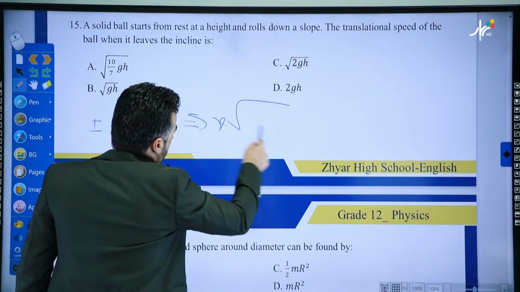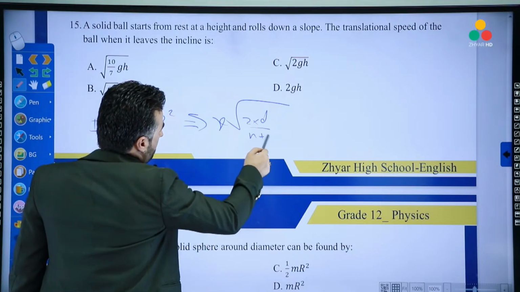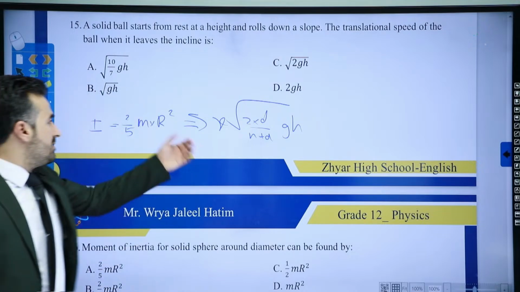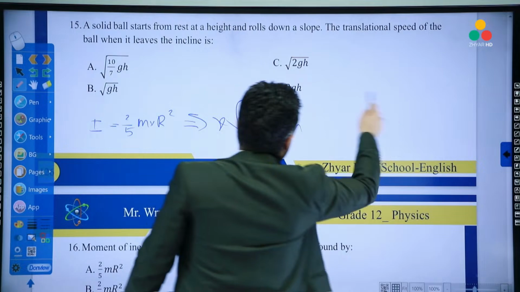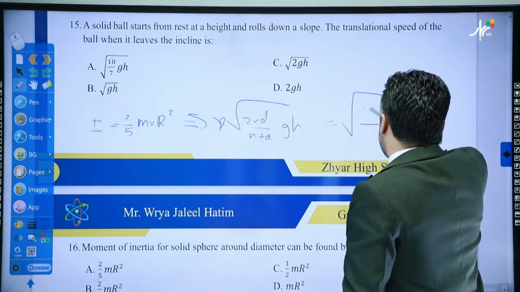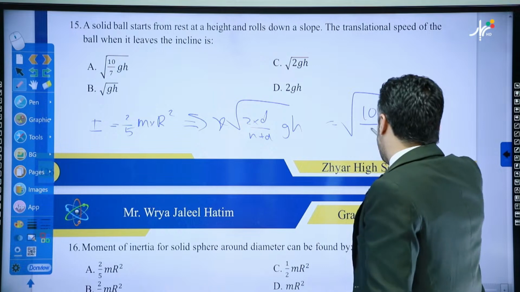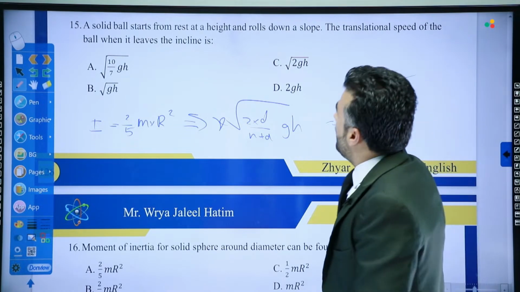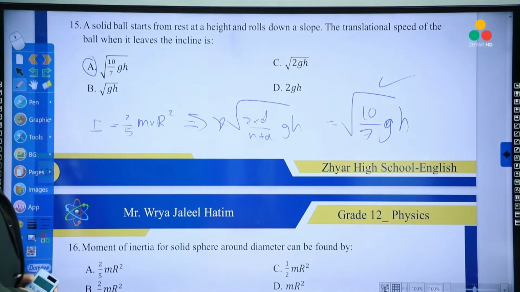So for the translational speed, we said the square root of what? Of 2 times the numerator plus denominator, over the denominator, and g and h. So 2 times 5, that is going to be 10. Let's write this one: 10 over numerator plus denominator, that is 2 plus 5, that is 7, gh. So this is going to be the correct one. Which one is this? That is option A here.